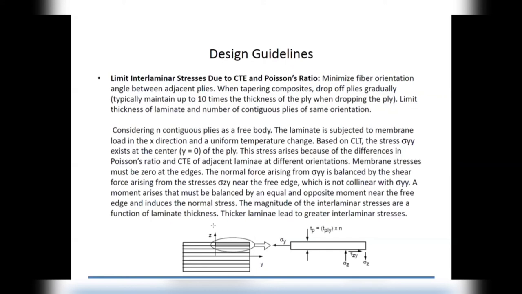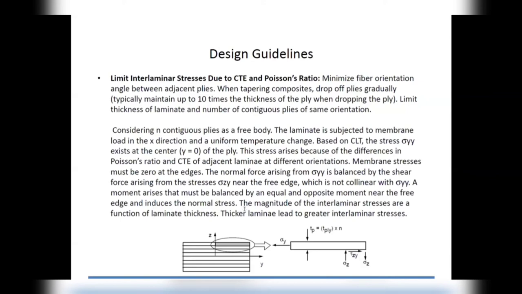Also, minimizing the fiber orientation angle between adjacent plies is a good idea because it will reduce the free edge effects. I'll be talking about that in a minute. And it will avoid microcracking, particularly when you're looking at cryogenic applications or where you have wide temperature excursions where the effects of interlaminar stresses can come into play. So minimizing the fiber orientation angle between adjacent plies is a great idea. So let's now dive into a new set of design guidelines.